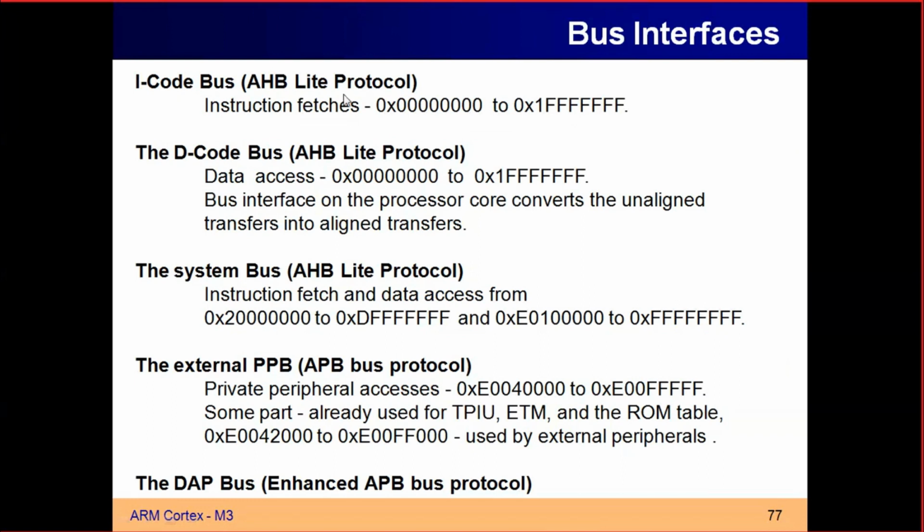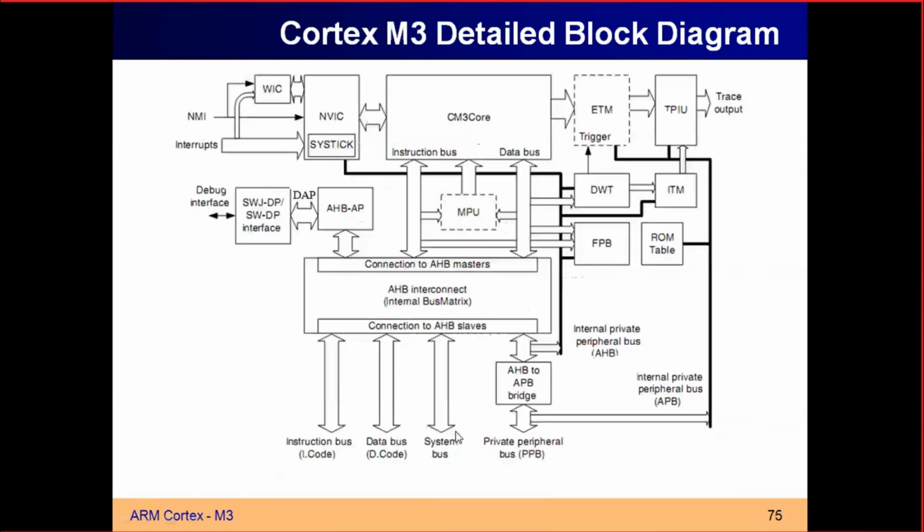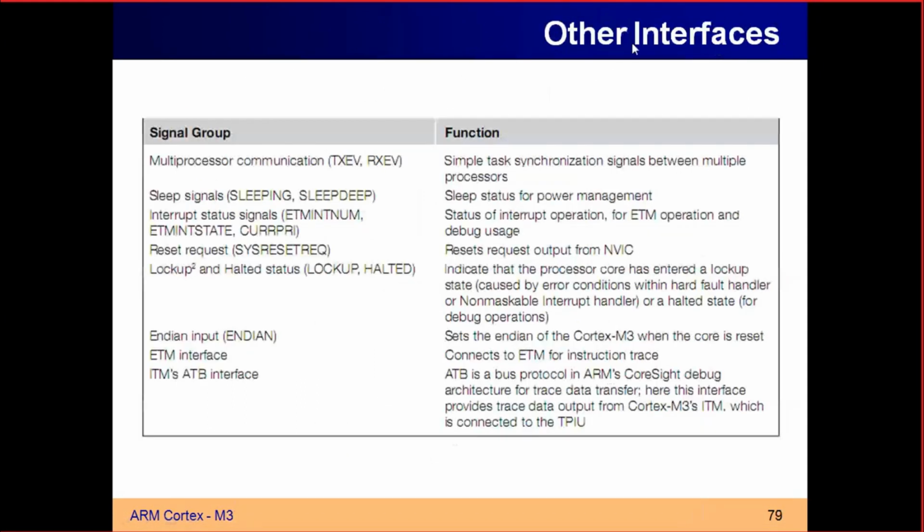Right. And the protocols are also shown here: AHB Lite, APB bus. And finally, you have the debug access port. What is a debug access port? It is used for interfacing this to the debug hardware. Then, in addition to the signals which I have told before, these are some other interfaces.